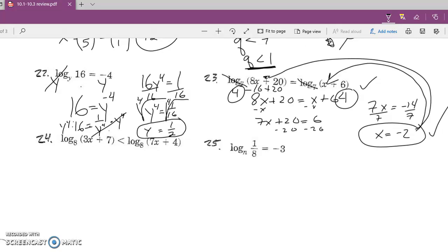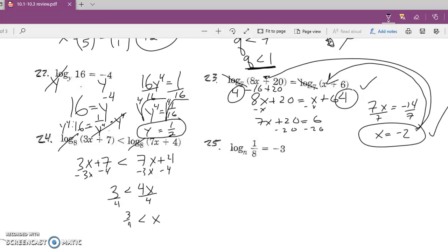Okay, number 24, again, as long as there's a log 8 on both sides, you can scratch those out and just say 3x plus 7 is less than 7x plus 4. Now solve. So minus 3x is 4x. Minus 4 is 3. Divide by 4. You do have to be watching out for sign changes because if you divide or multiply by a negative, you have to change the sign. But you would get x is greater than 3/4. Or you could write that the other way.